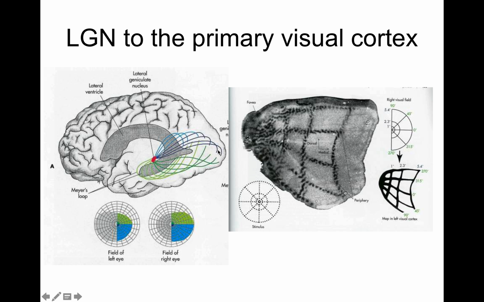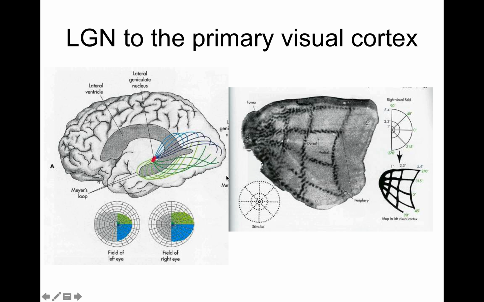So your fovea is actually highly represented in the back here, and then as you move outwards, your periphery is represented. Your fovea has a much higher amount of representation than your periphery does, and that's in part so that you can process the more detailed input that comes in from the foveal portions of your eye.